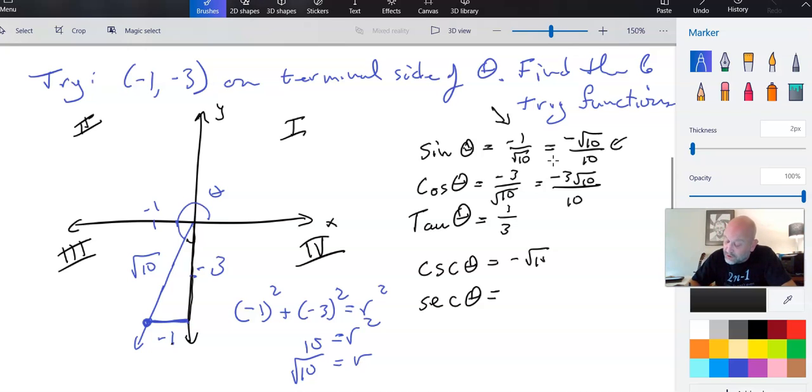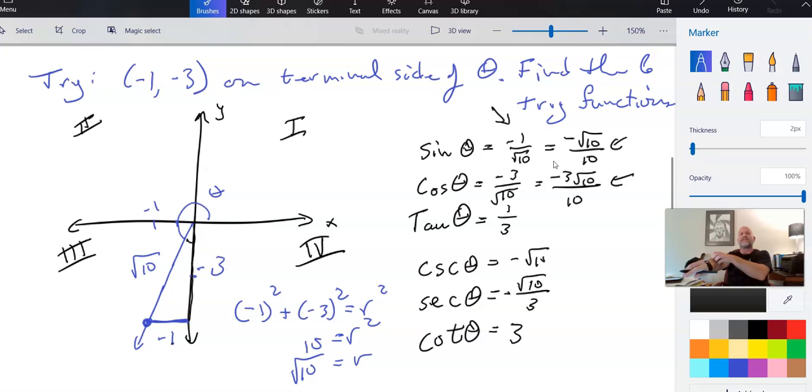Okay, so the reciprocal of cosine, again, I'm not going to use this reciprocal. I'm going to look at this one with the denominator of root 10, because if I take that reciprocal, I don't have to rationalize the denominator. And then it's cotangent. With cotangent, we just flip tangent over. So it would be 3 over 1, which is just 3, right?